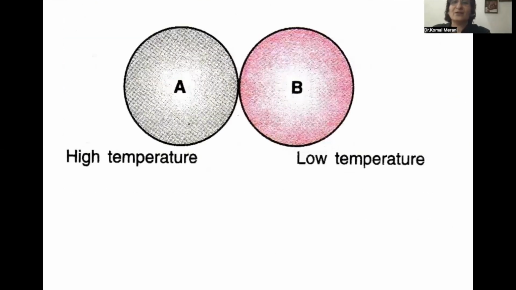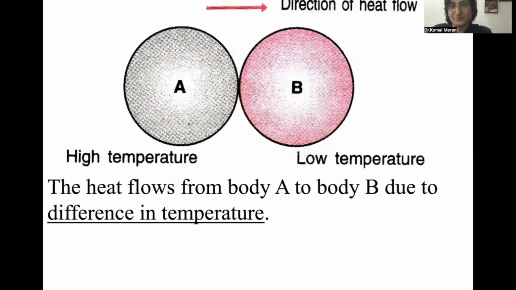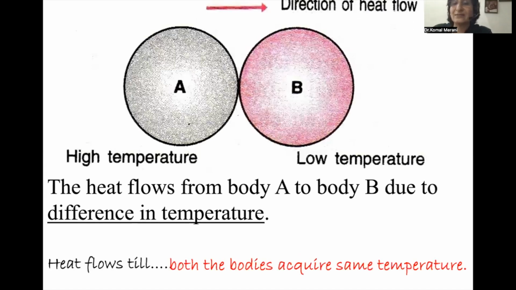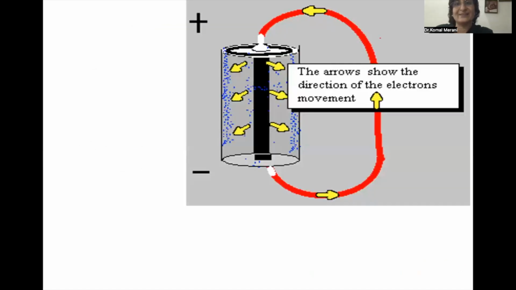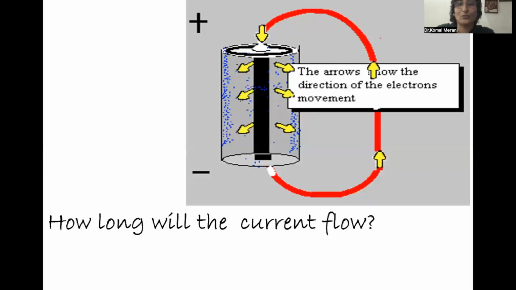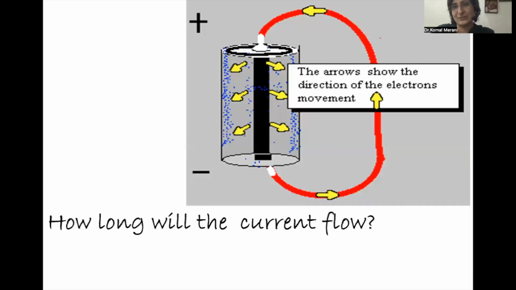Similarly, if you have an object A which is at a higher temperature and B at a lower temperature, the flow of heat will definitely be from A to B. But how long will this heat flow? It will flow until both the bodies acquire the same temperature. So similarly, how long will the current flow if I ask you?